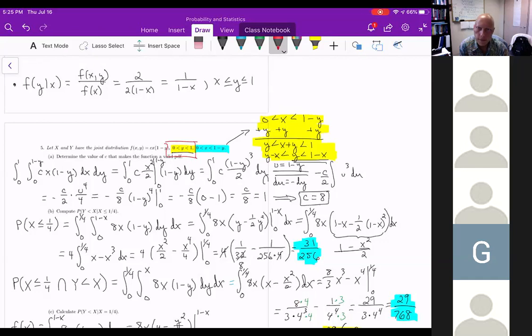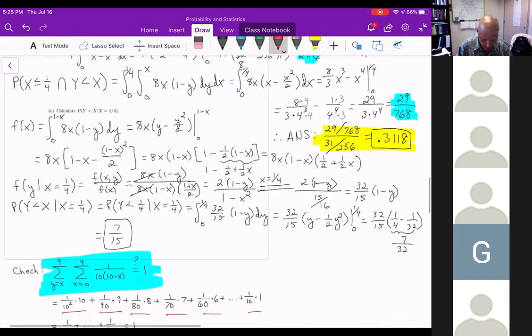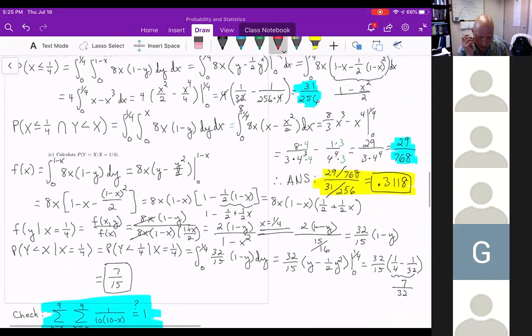Okay. Thank you. Why is it dy again? Because you're doing it by y or something? You're asking why we integrated with respect to y for part C? Yeah. Because we want a probability with respect to y. It's the probability that y is less than something. So that means we're going to have to integrate with respect to y. Y is our only variable left.